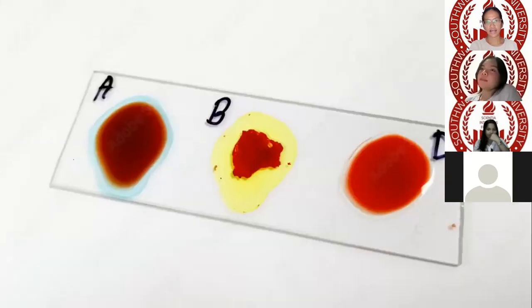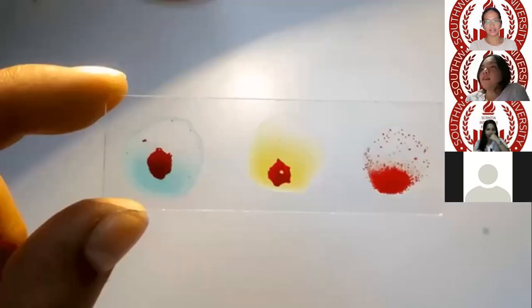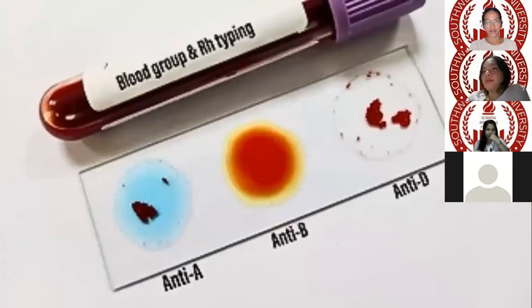Now, next for this slide, 5, 4, 3, 2, 1. So this is type B negative, since we can only see the banana anti-sera with clumps on it. Next, how about this slide? 5, 4, 3, 2, 1. So for this slide, all anti-sera have clumps. So this is type AB positive. So now this one, 5, 4, 3, 2, 1. So this is type A positive blood type.